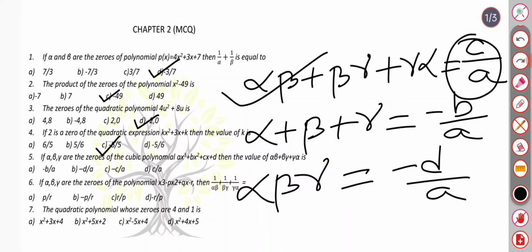So our answer is what? c by a. That is option number D. Option number D is the correct one. Okay, let's move to the next question then.